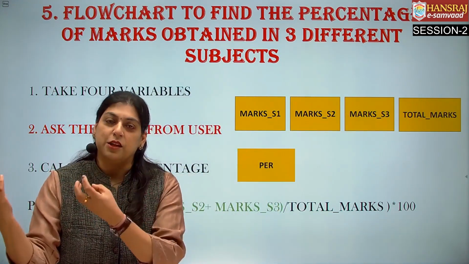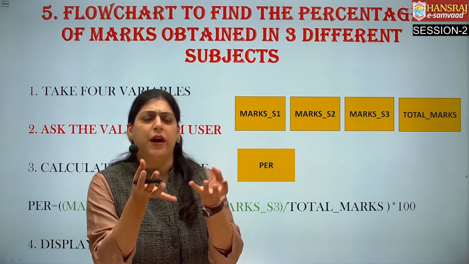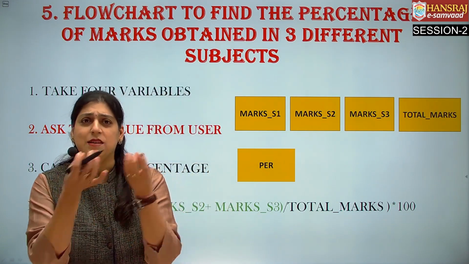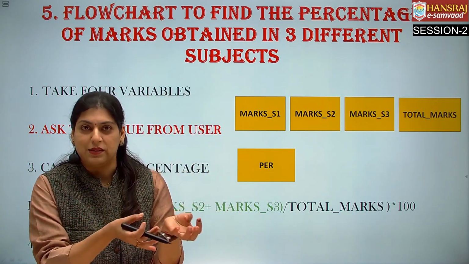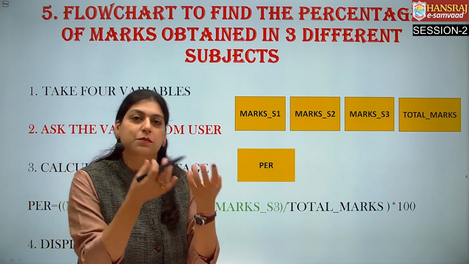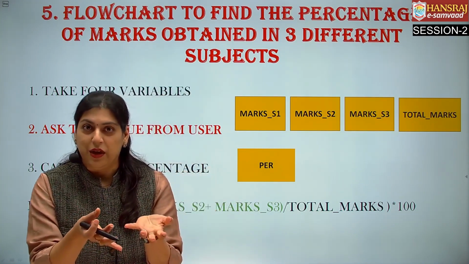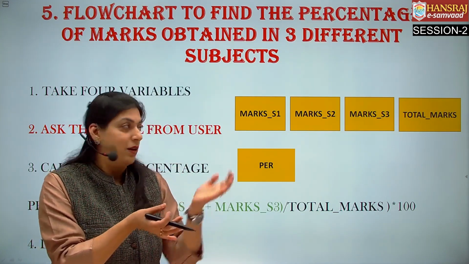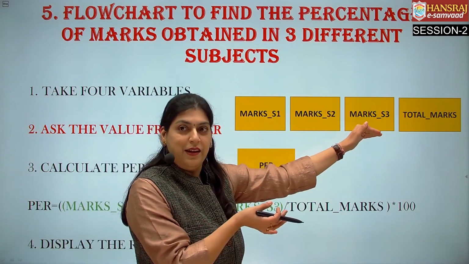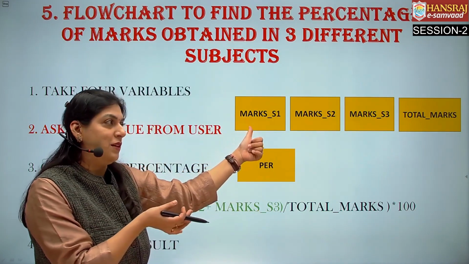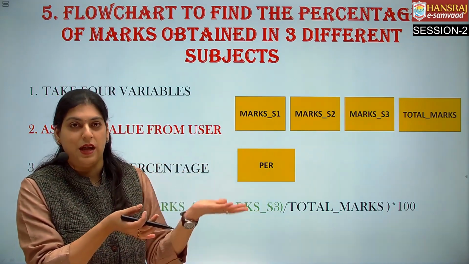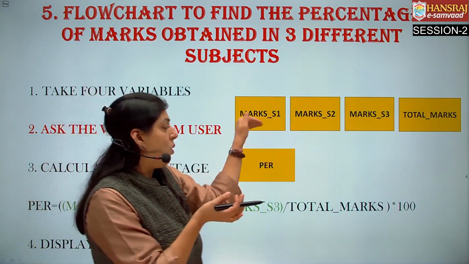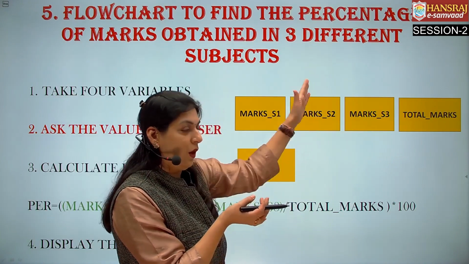I am asking the user to enter their values. What marks have you obtained in subject 1, let's say in mathematics? What marks have you obtained in subject 2, let's say in English? What marks have you obtained in subject 3? And then the total: let's say the student will say, I have obtained 60 out of 100, and 20 out of 100.